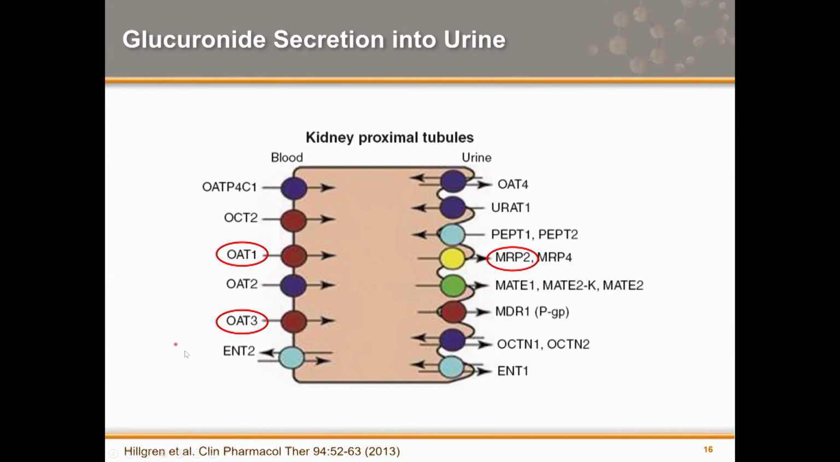The major uptake transporter for glucuronide conjugates is the organic anion transporter 3, or OAT3, with some contribution from the OAT1 transporter as well. And on the brush border membrane, the most important efflux transporter is MRP2, multidrug resistance-associated protein 2, with both MRP4 and the MATEs also transporting some glucuronides.